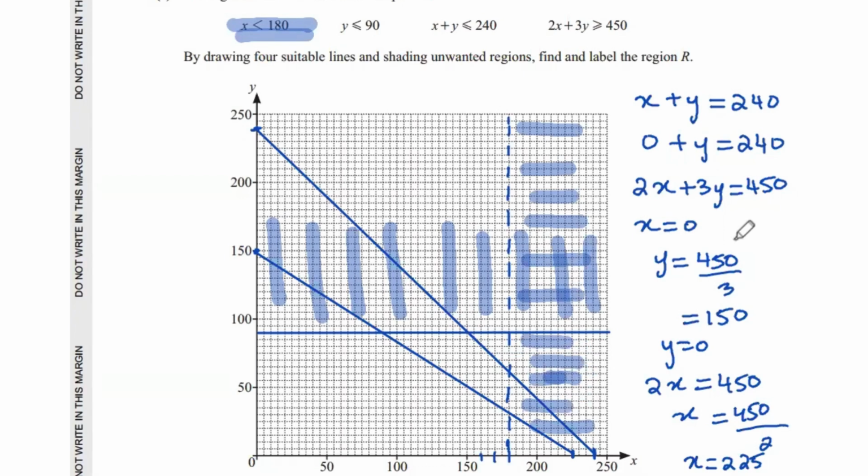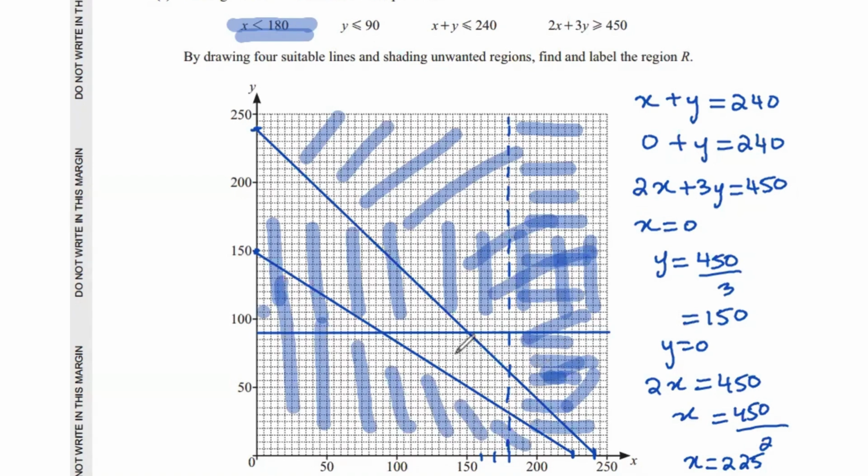Now, x plus y is less than or equal to 240, so we shade the greater part. Then 2x plus 3y is greater than or equal to 450, which means we shade the less than part. So R is this. This is region R.